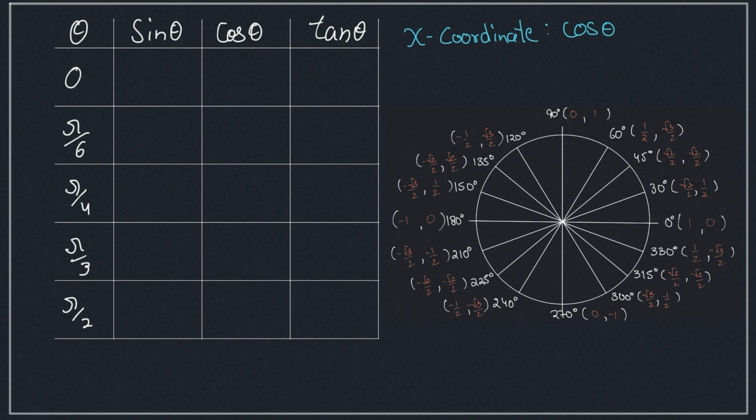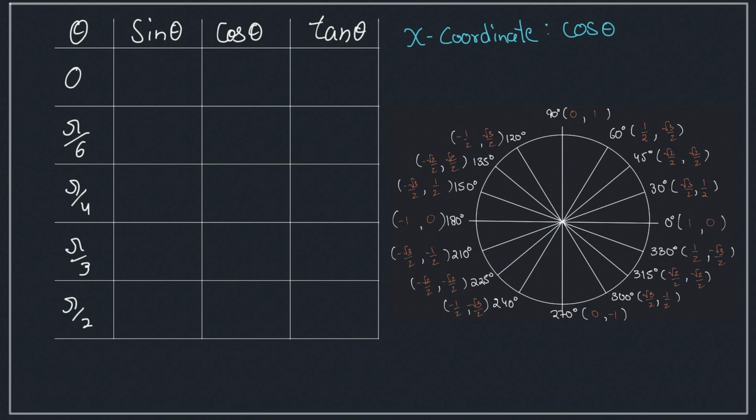Tan theta can be easily calculated by dividing sine by cosine. For example, tan of 0 degrees will be 0 divided by 1, which will give us 0. Similarly, tan of pi by 6 is 1/2 divided by root 3/2, or 1 over root 3.